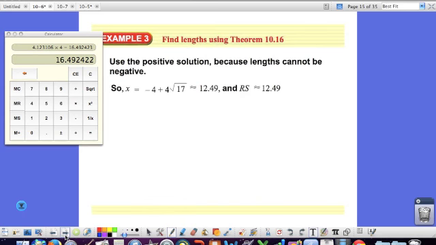Negative 4, hold on. 4 times the square root of 17 equals that. I'm going to add that to negative 4, and I get 12.49.